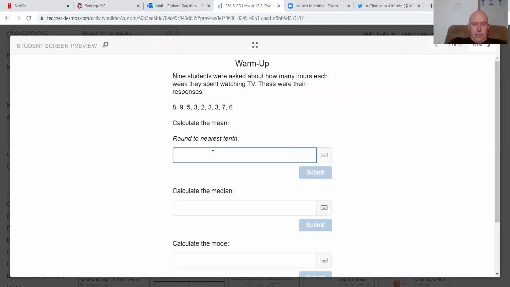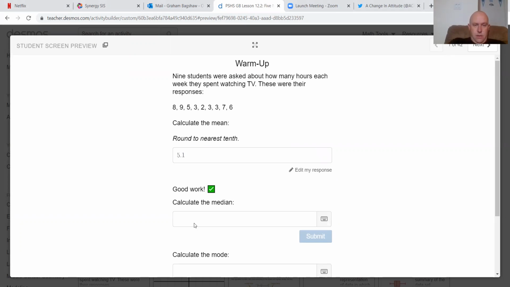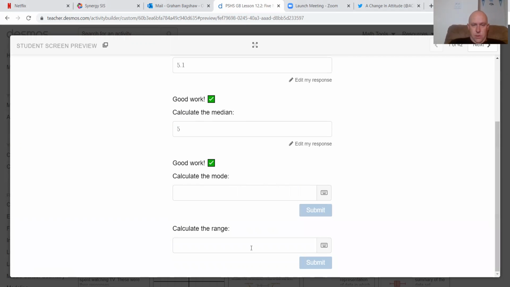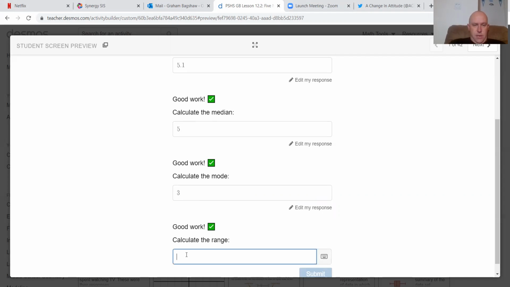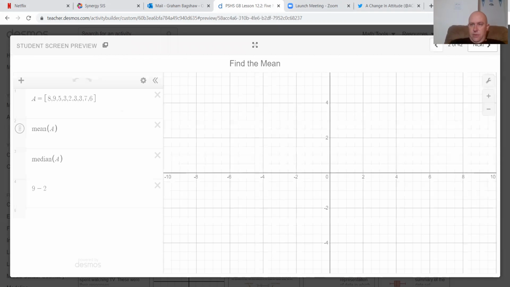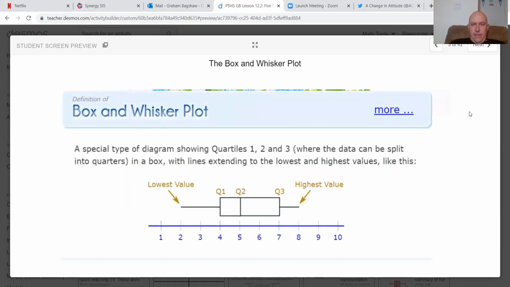So it's rounded to the nearest 10th, so 5.1 would be good for that one. Median was 5. And the mode we saw was 3, it appeared 3 times. And the range was 9 take away 2, which should be 7. Let me just scroll down a little bit more. There we go. So just to confirm that we did answer those correctly.